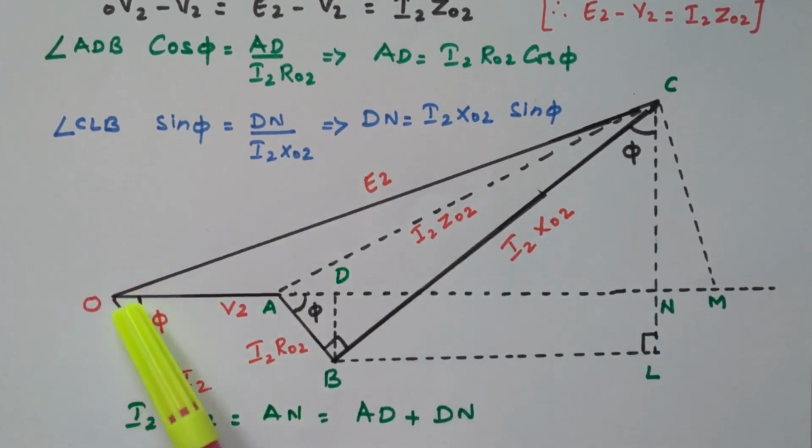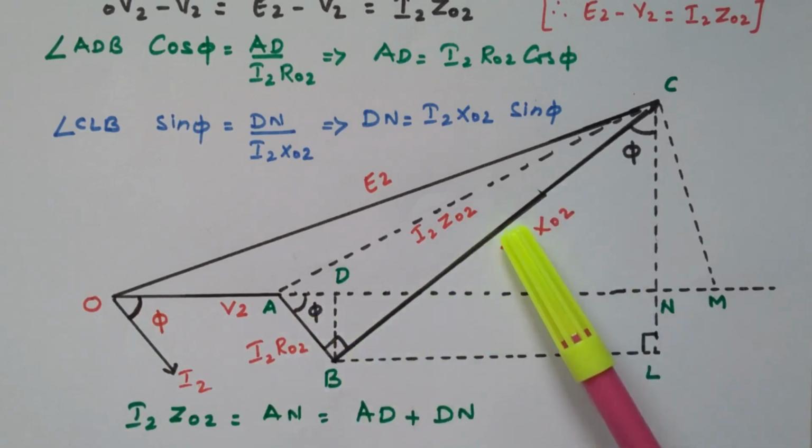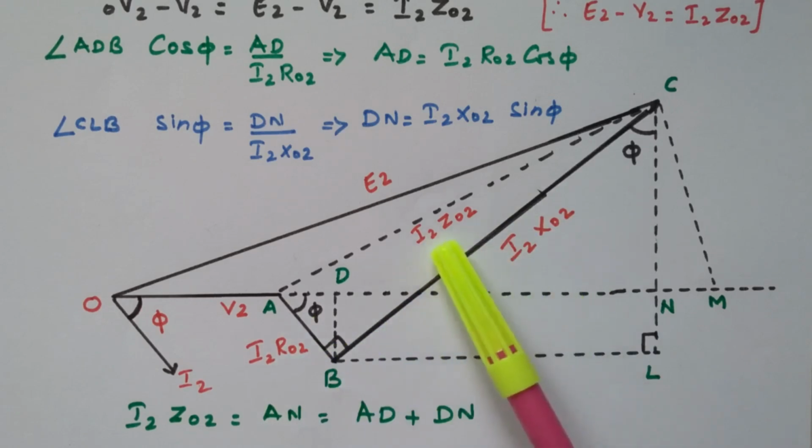Right? So I will explain again. This is the secondary terminal voltage we are taking as a reference. The secondary current is lagging the voltage by angle phi. We have the resistive drop and the inductive drop. The resistive drop is in phase with the current. The inductive drop is at exactly 90 degrees. The sum of this resistive drop and inductive drop is the impedance drop. This impedance drop and V2 give E2.